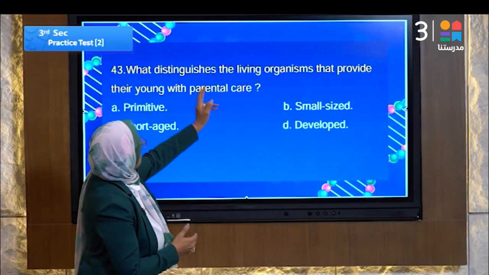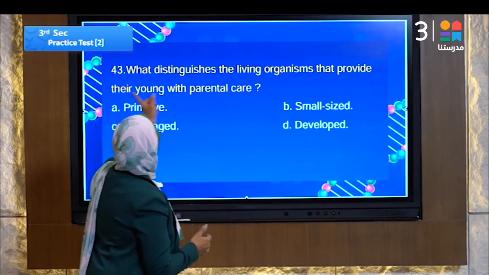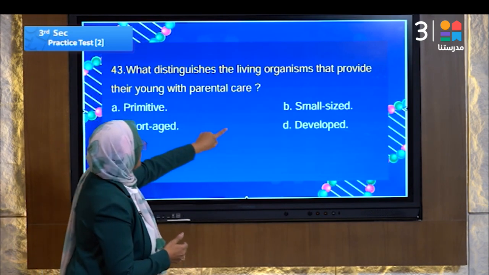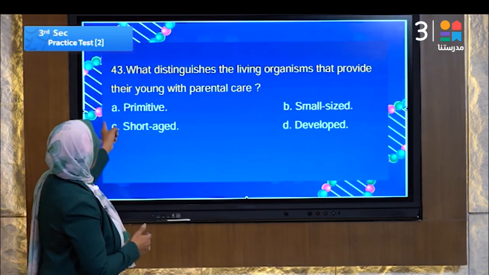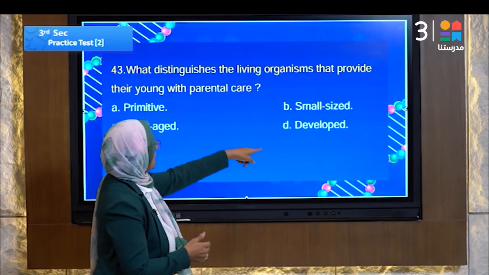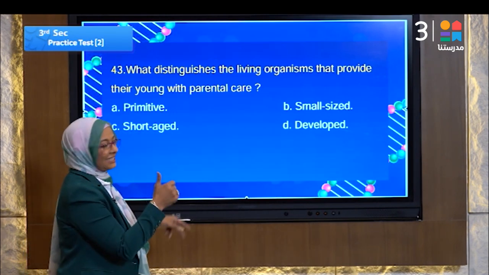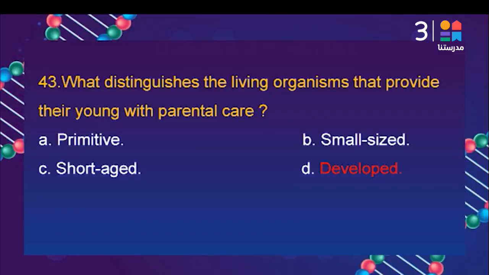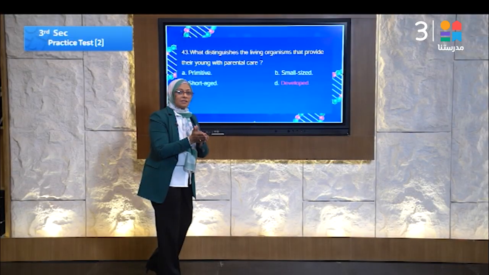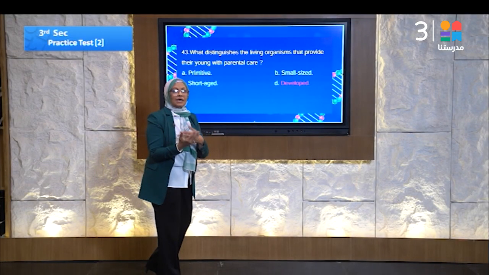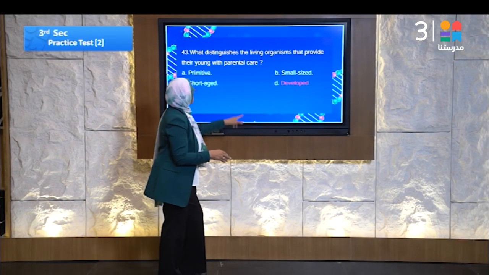What distinguishes the living organisms that provide their young with parental care? A, primitive, small size, short age. B, developed. Yes, developed, to keep the embryo inside the body and deliver it well matured.